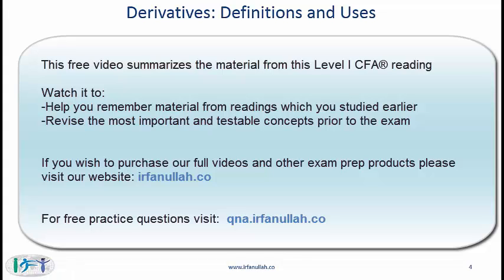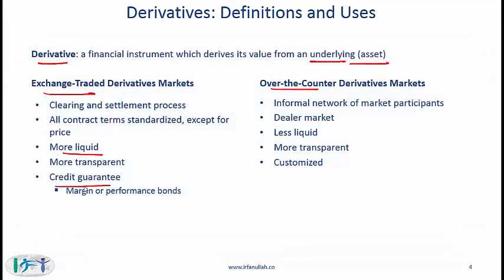Broadly speaking, derivatives can either be exchange traded or over the counter. With exchange traded derivatives, we have a clearinghouse and a settlement process. All contract terms are standardized except for price. These tend to be more liquid than over-the-counter markets, more transparent, and there is a credit guarantee. So when we trade on an exchange, then essentially there is no credit risk.